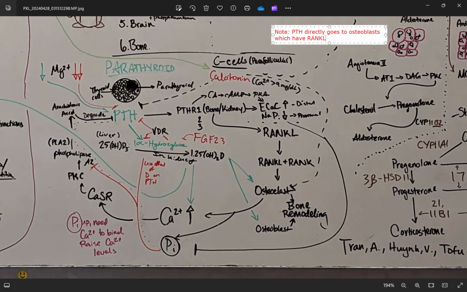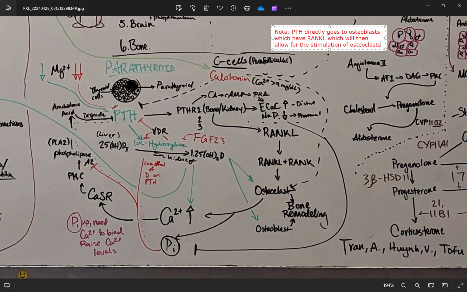Calcium levels will release calcitonin. There's also CaSR, which leads to a cascade that will degrade PTH. Your cascade is PKC, using phospholipase A2 in an arachidonic acid cascade to degrade PTH. That PLA2 is also stimulated by phosphate, which is released from bone. And then your vitamin D will also inhibit release of PTH through VDR.